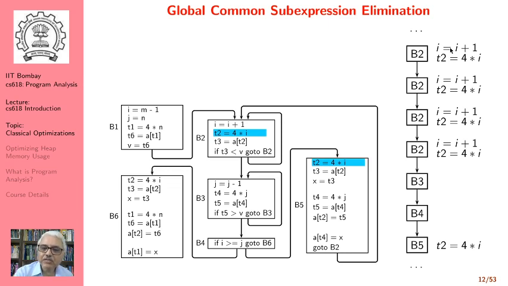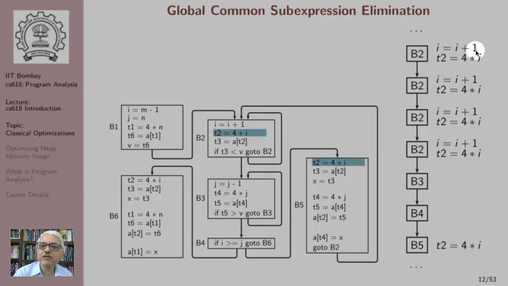So we have this 4 star I, then I is equal to I plus 1, then another 4 star I, then I is equal to I plus 1, then another 4 star I, then I is equal to I plus 1 and another occurrence of 4 star I, and assume that after that the loop is not executed. So we go to basic block 3, basic block 4 and basic block 5 and again compute 4 star I.